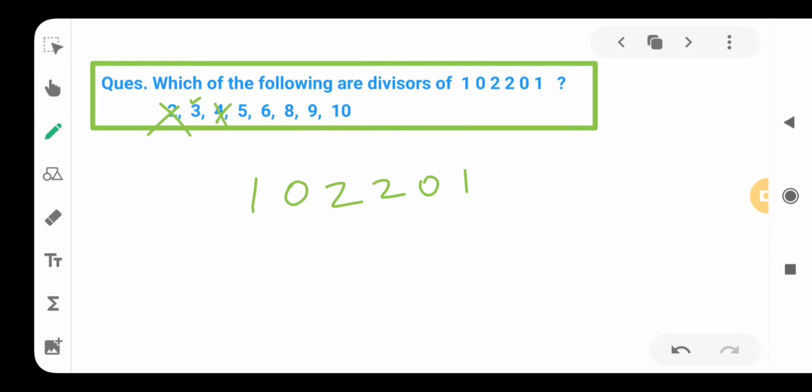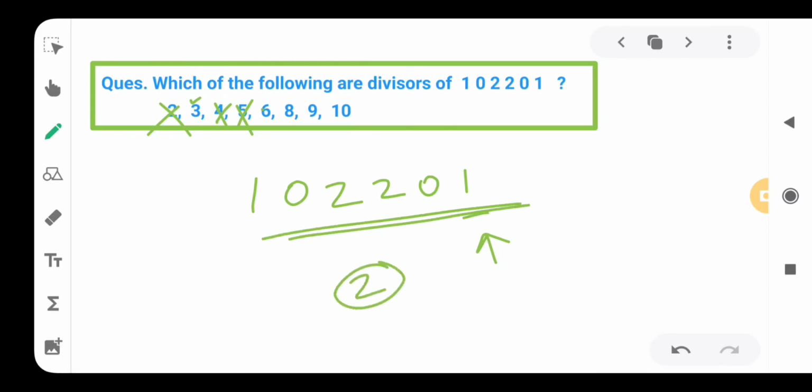Next is 5. We don't have 0 at the last place. According to the divisibility rule of 5, last term हमारा क्या होना चाहिए, 0 या 5. But we don't have any 0 or 5 at the unit place, so 5 is also not a divisor of 102201.